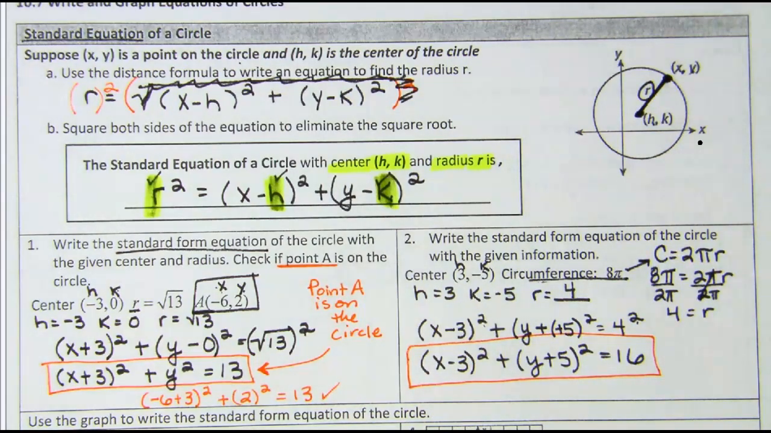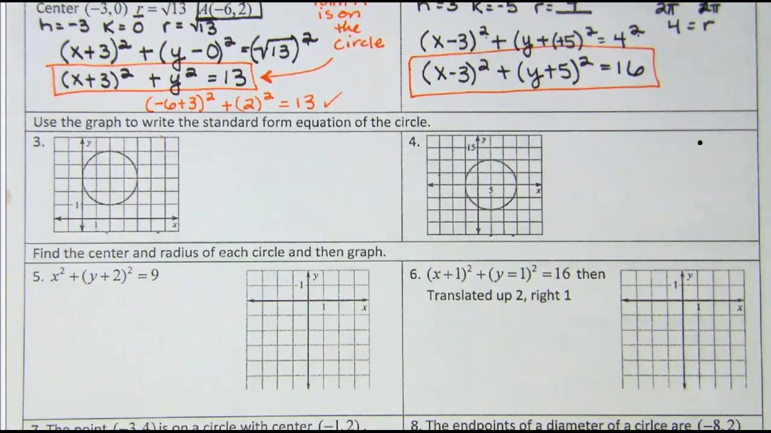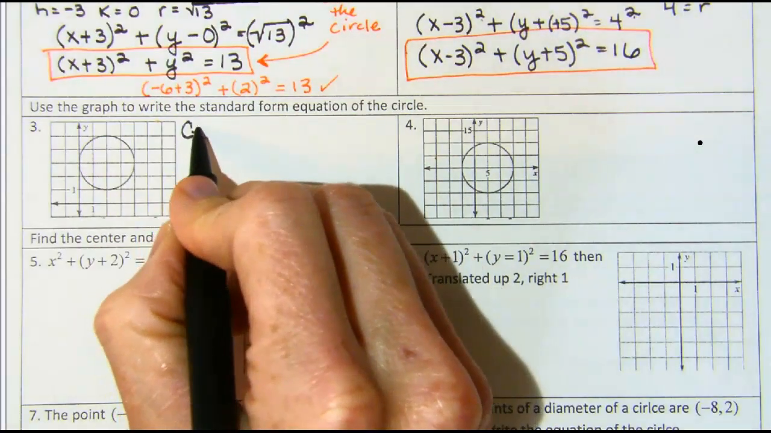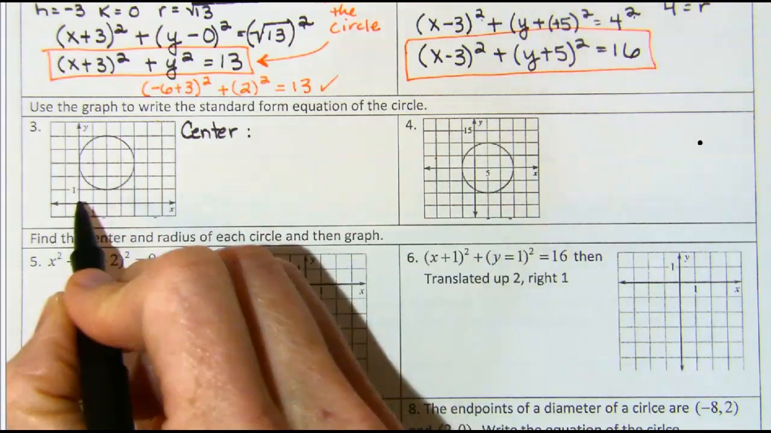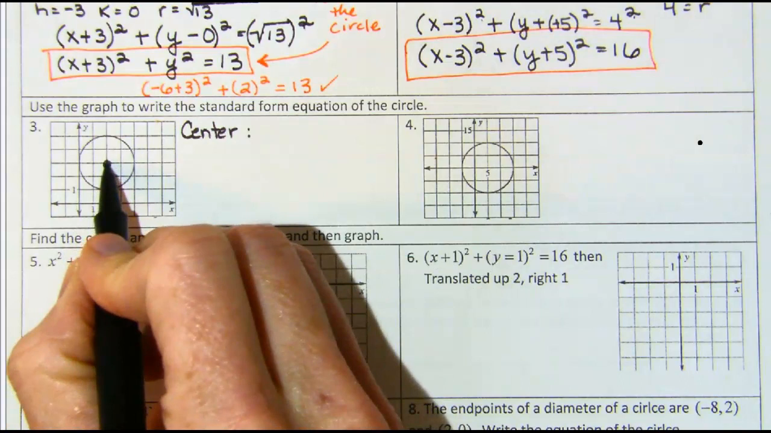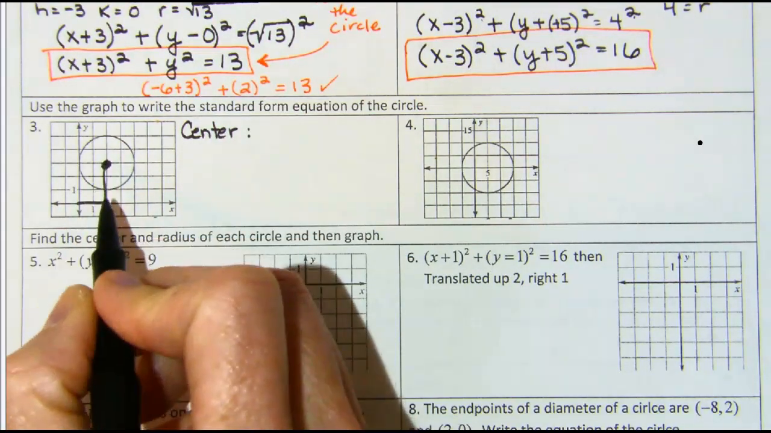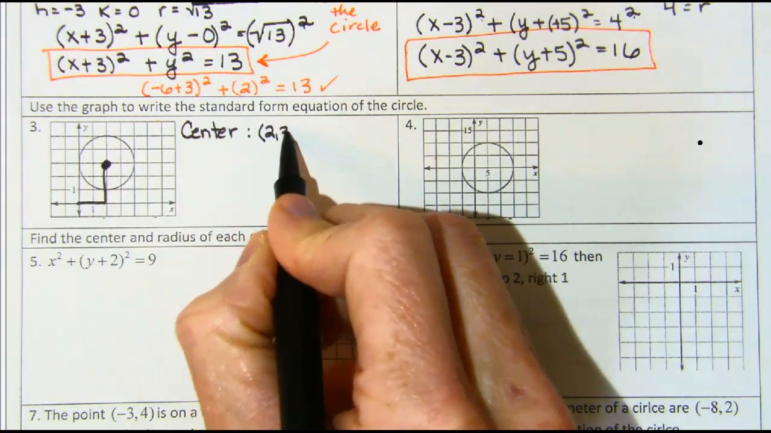So now, moving on, it says use the graph to write the standard form of the circle. So remember, we need 3 things. We need h, k, and r. So h, k is going to come from the center. If I look at this circle, the center will be right there because I go right 2 and I go up 3. So the center is going to be (2, 3).